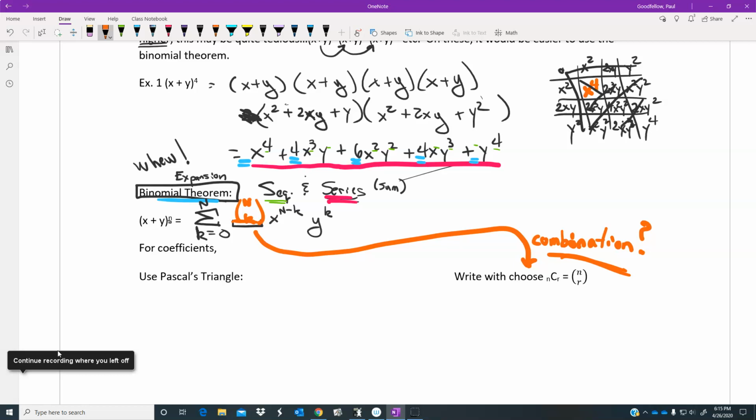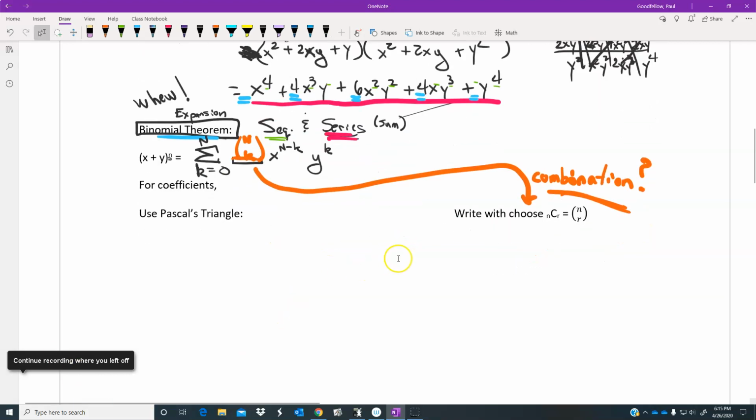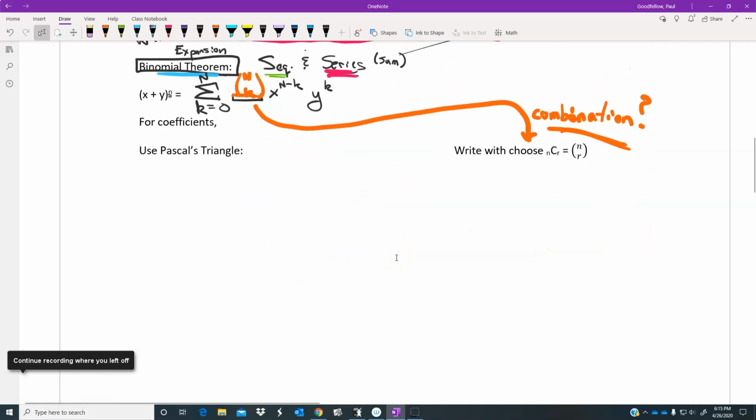What is a combination all about? Well, it turns out that combinations were discovered by Pascal. Maybe he was sitting down one day thinking about how to choose from different objects. Maybe they were rocks, I don't know what they were.